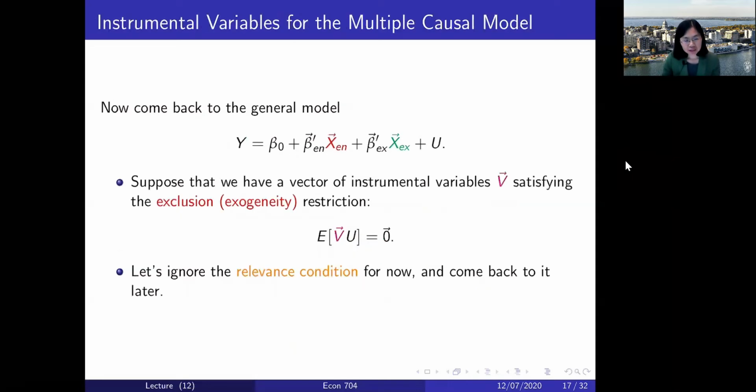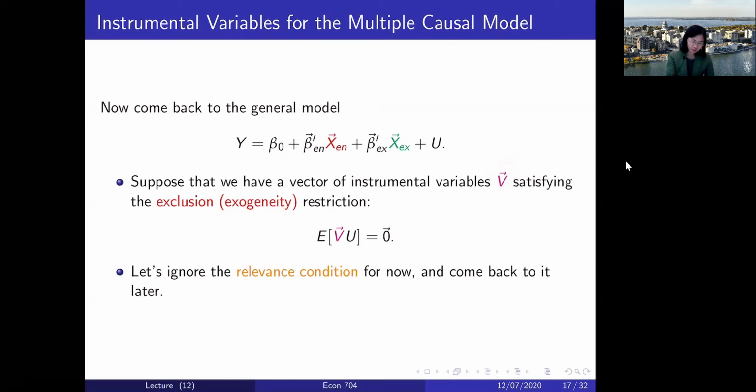All right, so how do we deal with the endogeneity problem in this multiple variable, multivariate causal model? Now let's come back to the general form where we have a vector of endogenous variables and a vector of exogenous variables. Now also suppose that we have a vector of instrumental variables V, which satisfies the exclusion restriction, which is the exogeneity condition.